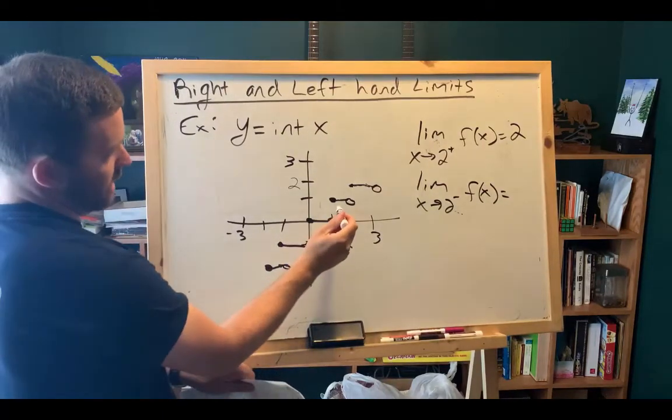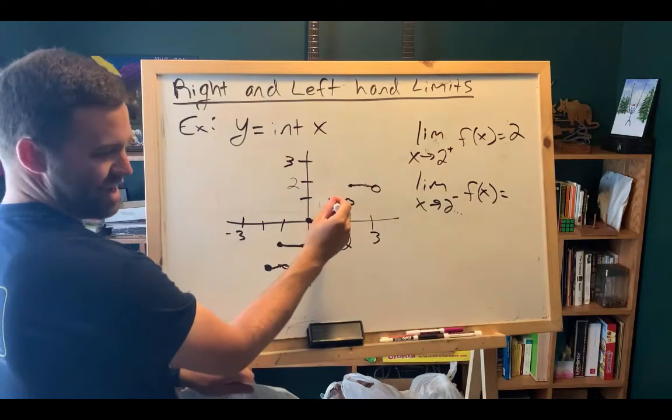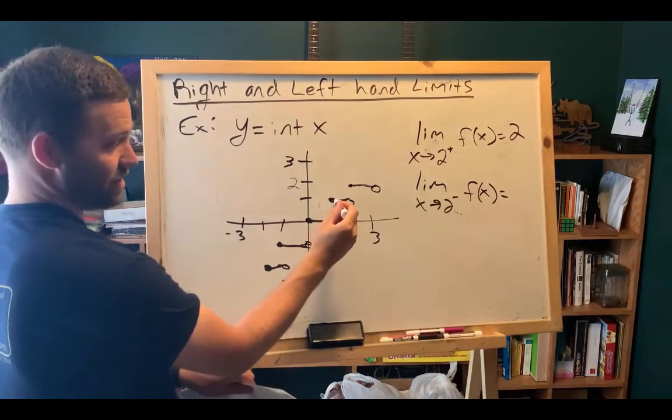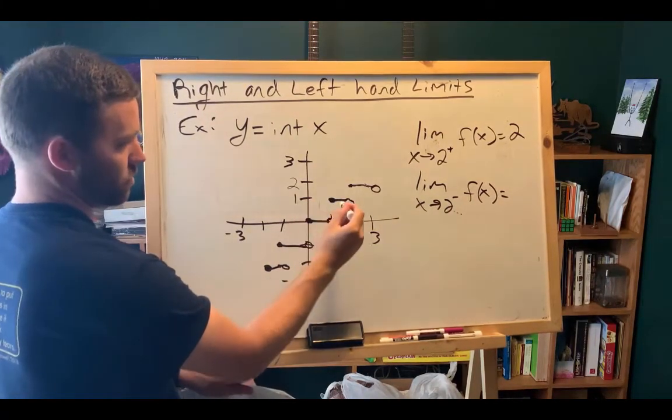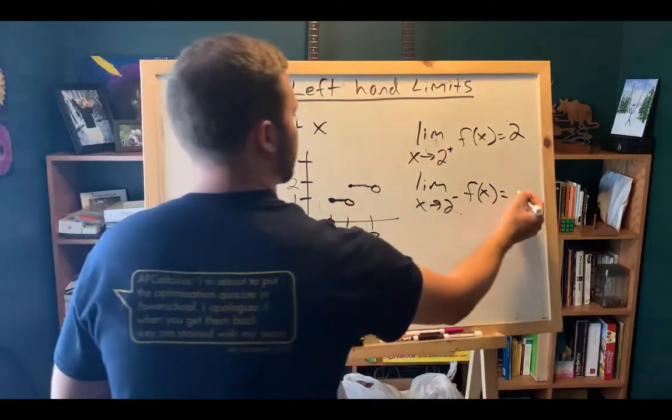As you approach 2 from the left-hand side, what are the y values approaching? Well, they're approaching 1. In fact, they're always 1. And so you hit the jump discontinuity. So they're approaching 1.